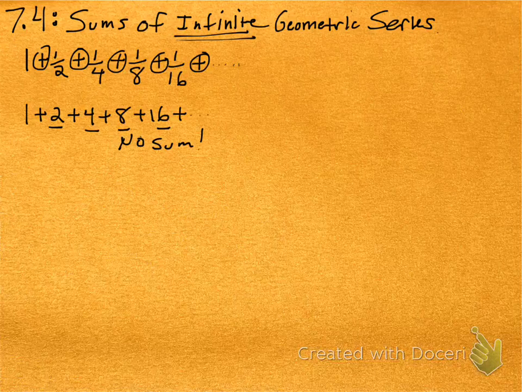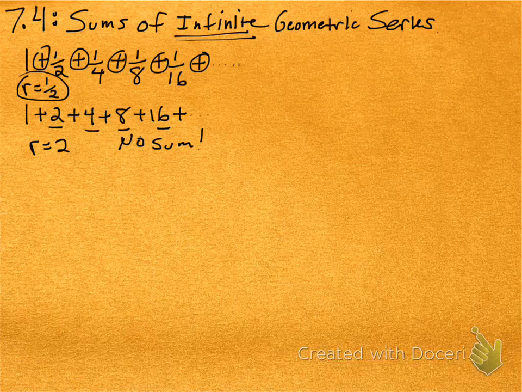Now the key here is the common ratio. In that second one it was 2, whereas here the common ratio is a half. And so therein lies kind of the trick. If the common ratio is correct, we can actually find the sum. If it's not, we cannot.